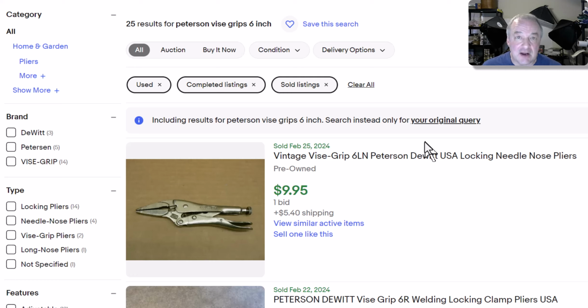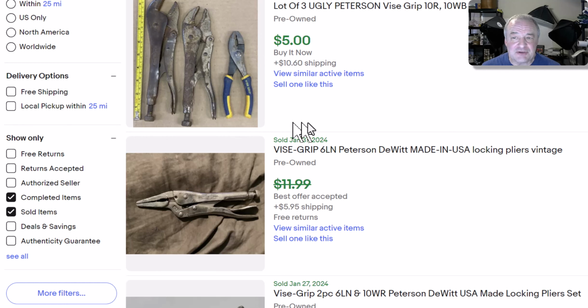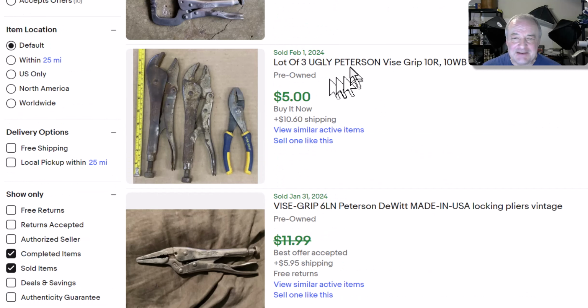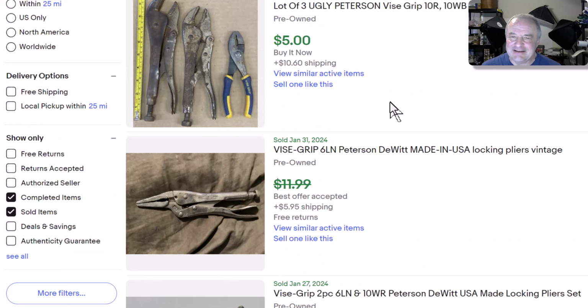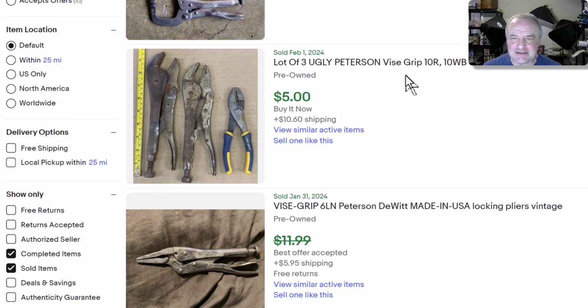What are these? Locking needle pliers. I think they also call these long nose pliers. These C-clips again, regular vice grips, you know. This guy says ugly Peterson vice grips. Okay. I don't think that helps your listing any. I might say, you know, interesting patina. Patina is a real cool word for rust. But anyway, probably wouldn't have even put that in the title, patina.